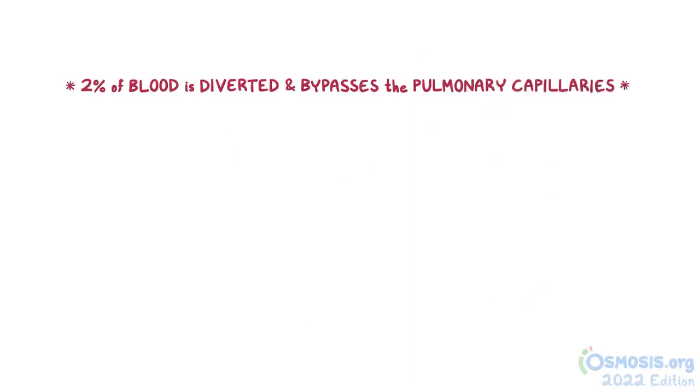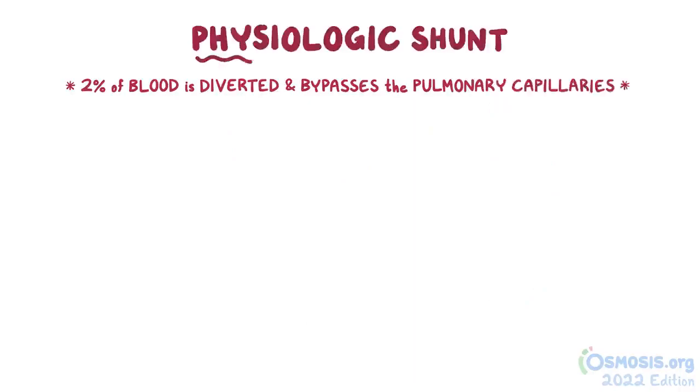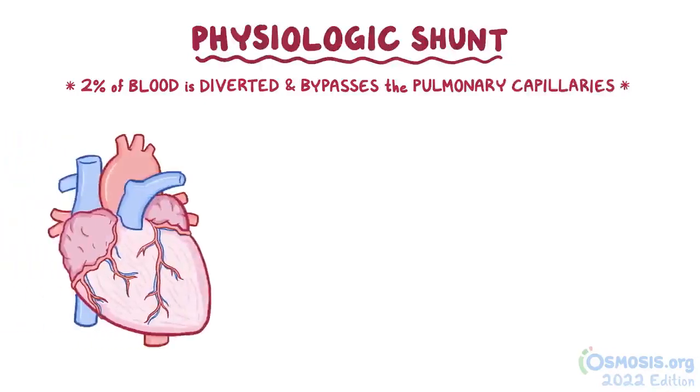Normally, about 2% of the blood follows a slightly different path. It's diverted, or shunted, so that it bypasses the pulmonary capillaries. And this is called a physiologic shunt. There are two main ways this happens.